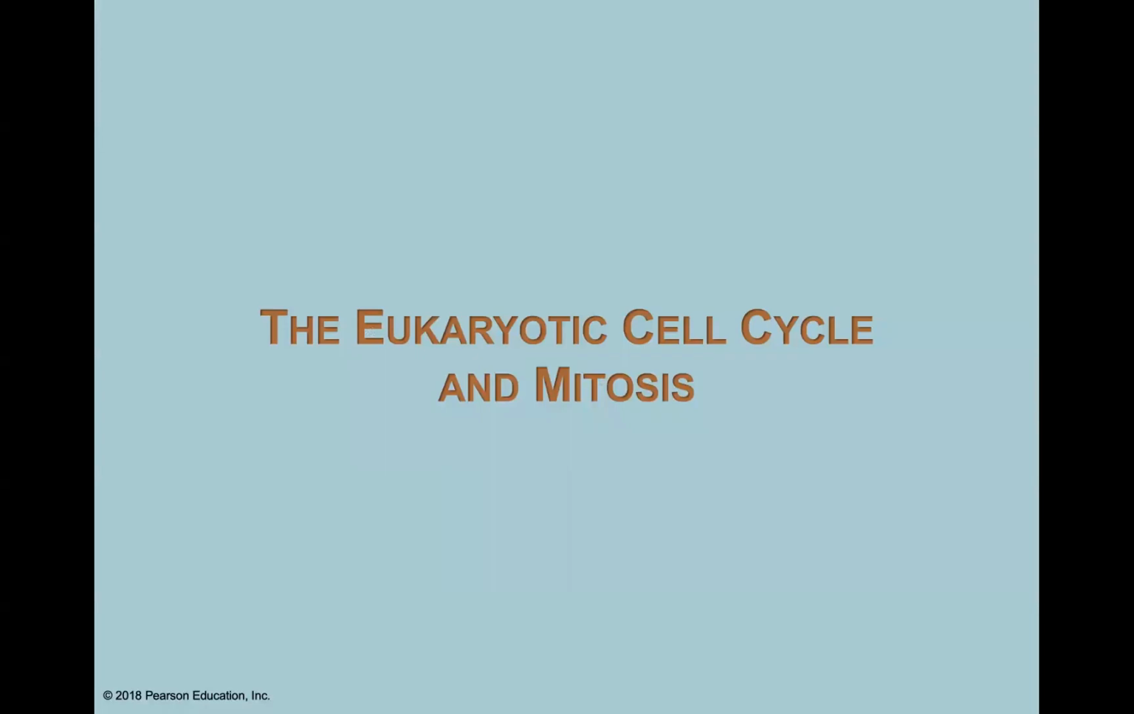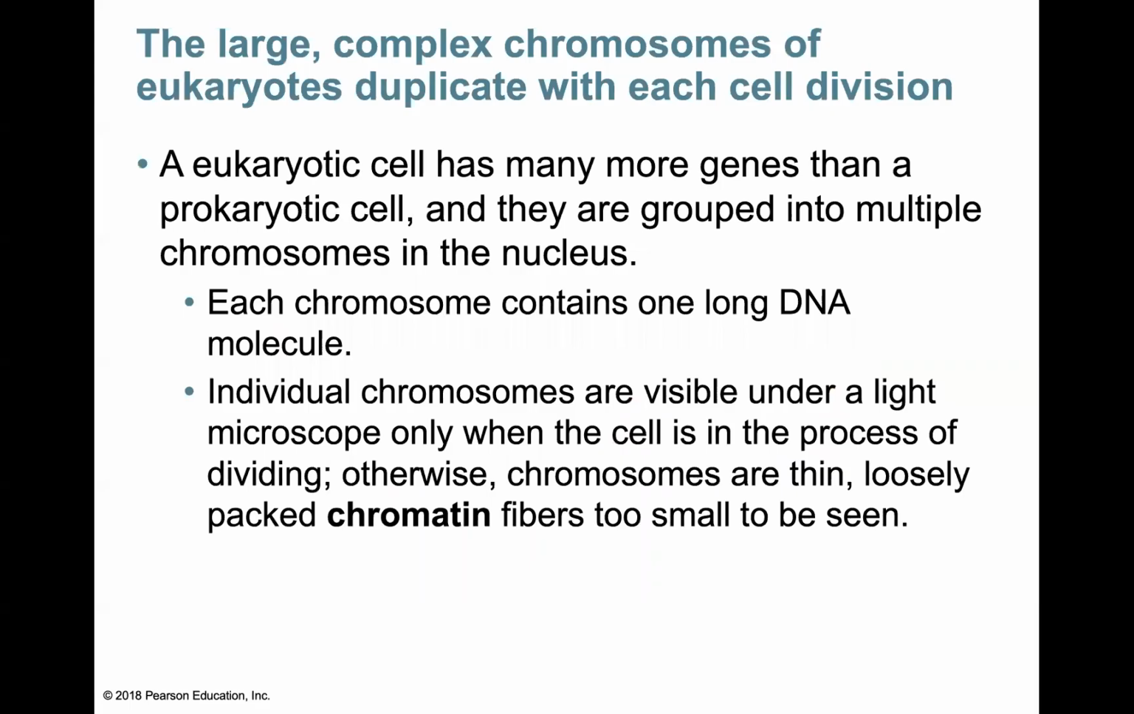All right, so let's look at eukaryotes. All right, the eukaryotic cell cycle and mitosis. What happens here, right? So the large complex chromosomes of eukaryotes duplicate with each cell division. All right, so right away we're able to think about the differences between the prokaryotic and eukaryotic cells, right? Prokaryotes have a single chromosome. Eukaryotes, however, we're clear, are larger, more complex cell types, right? So they're going to have different numbers of chromosomes depending on the organism, okay?